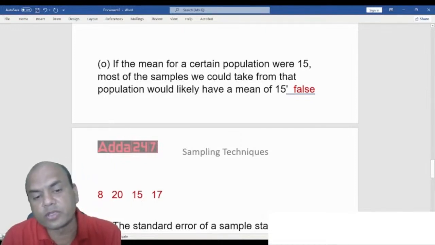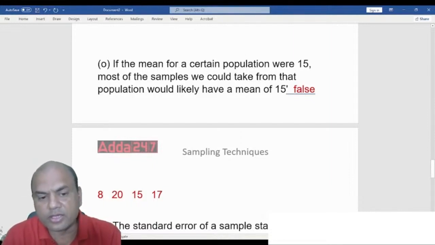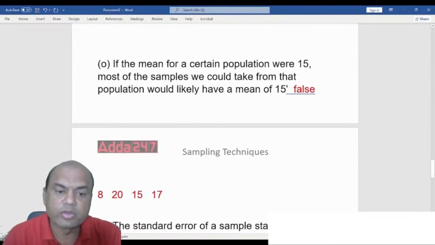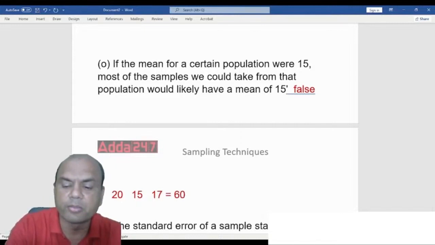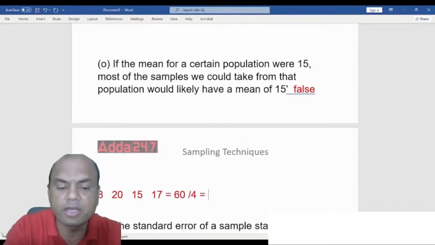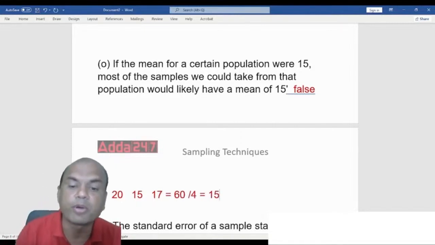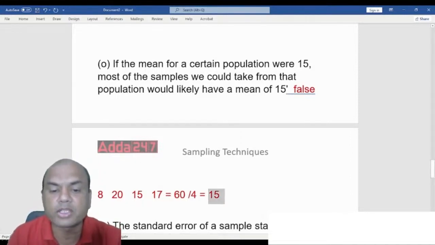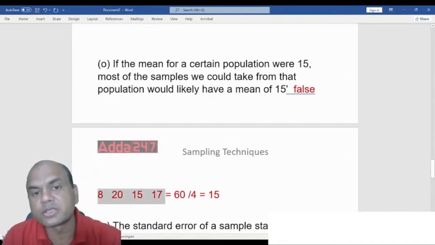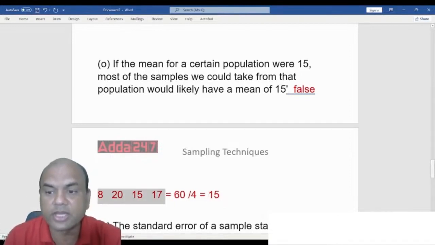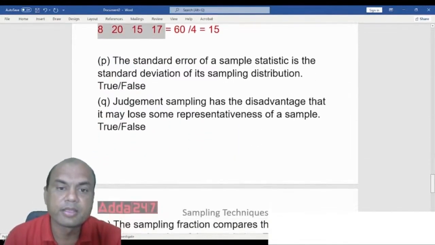Now you do the addition of all these. 20 plus 8, 28 plus 15, 43, then 17, then 60, right? So total I'm getting as 60. Do the average upon 4. So what am I getting? I'm getting this as 15. So my population mean is coming out as 15. But were all the samples having the mean of 15? No. So it's not compulsory. That is the point I'm stressing. So that is false.